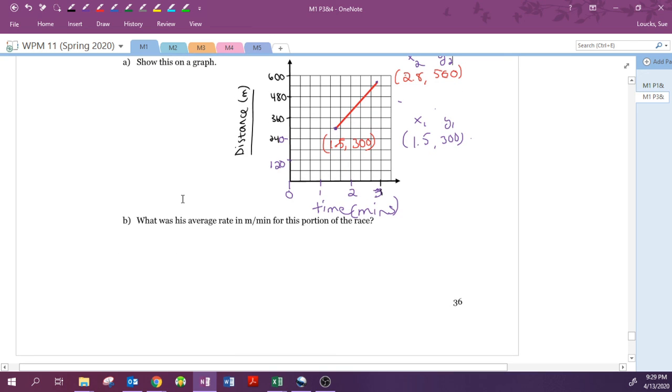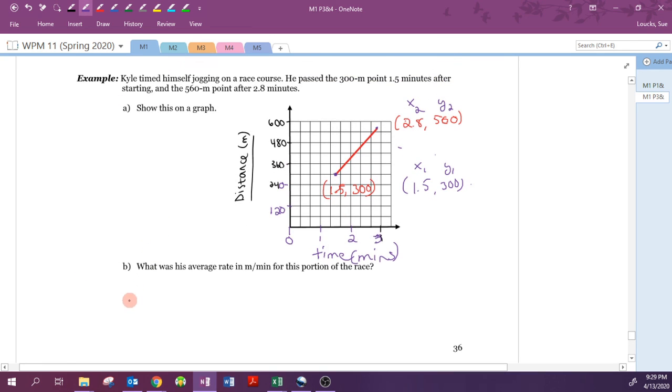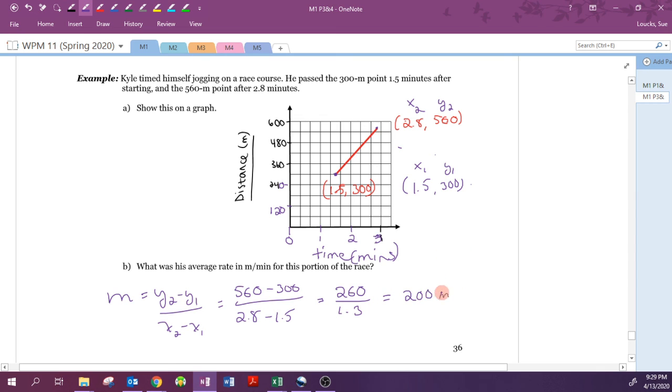And my slope is y2 minus y1 over x2 minus x1, which is 560 minus 300 over 2.8 minus 1.5. This comes out to 260 over 1.3, which if I put that in my calculator, gets me 200 meters per minute.